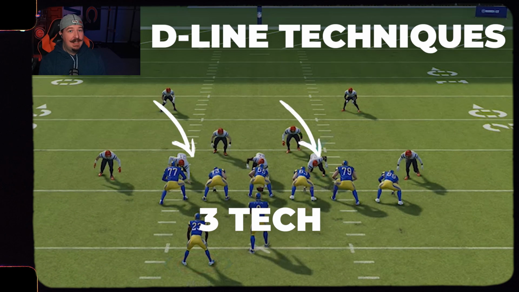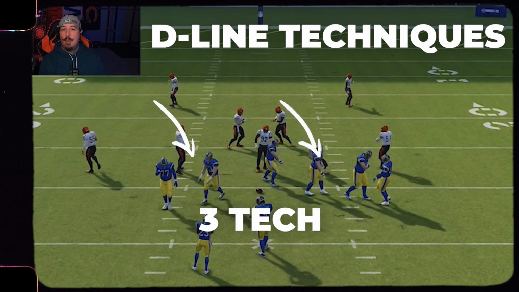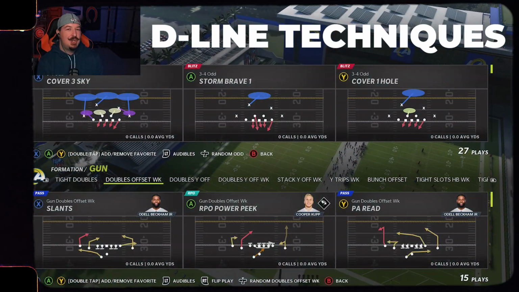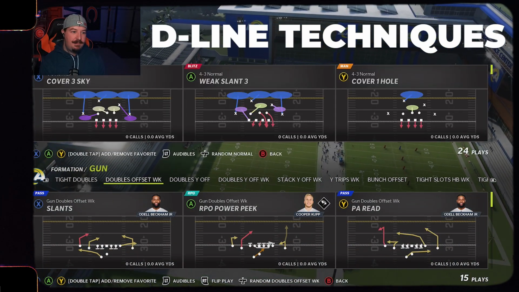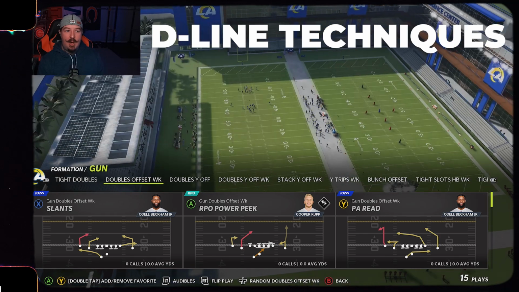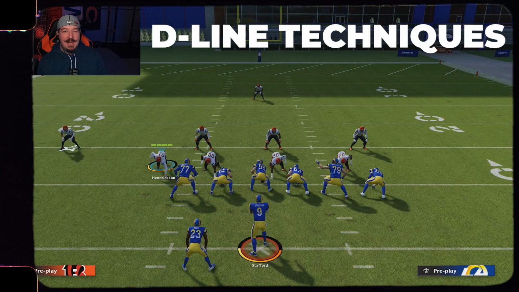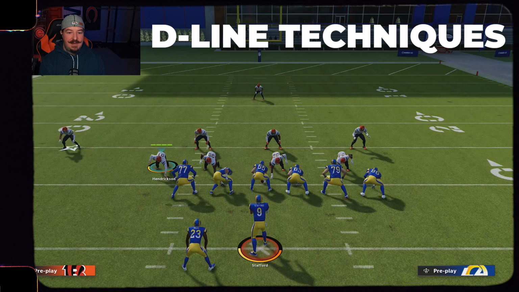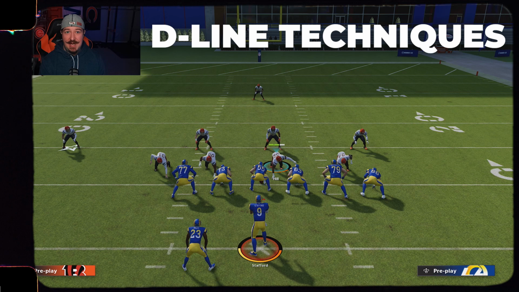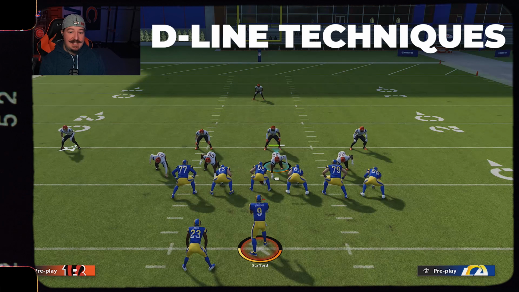The 3 technique is a little bit more commonly found in a 4-3 defense. So I think to better show what the 3 technique looks like, I'm going to call a 4-3 normal here to kind of break this down. And you're going to see right here that you've got a 3 technique right here in DJ Reader, and then you've got basically a 1 technique right here in Hill.